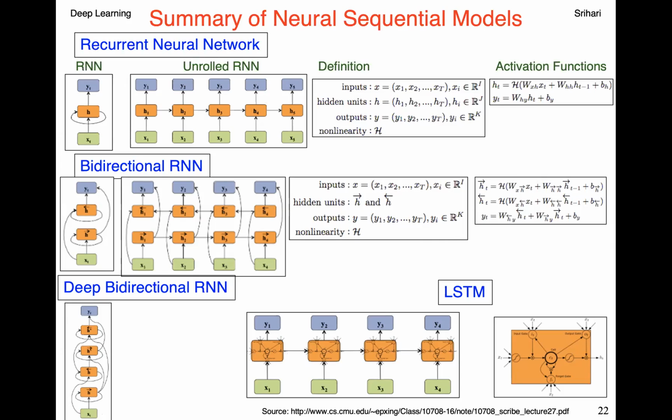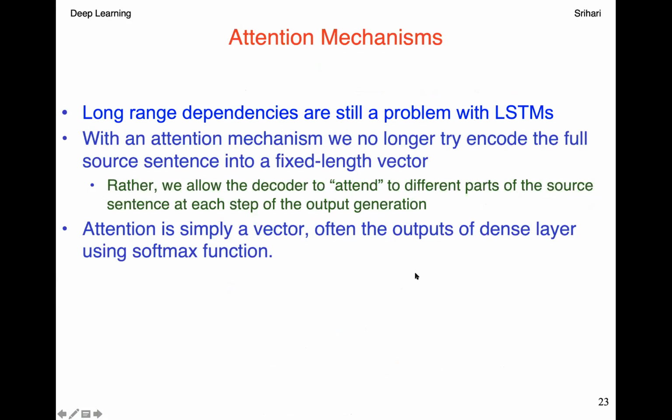All right. Of course, this is not the end of the story, like one of you asked in a question. I'm just going through a historical sequence. CNN came first, then RNN, then bidirectional RNN, deep bidirectional RNN, and then LSTM, and then we'll move on.